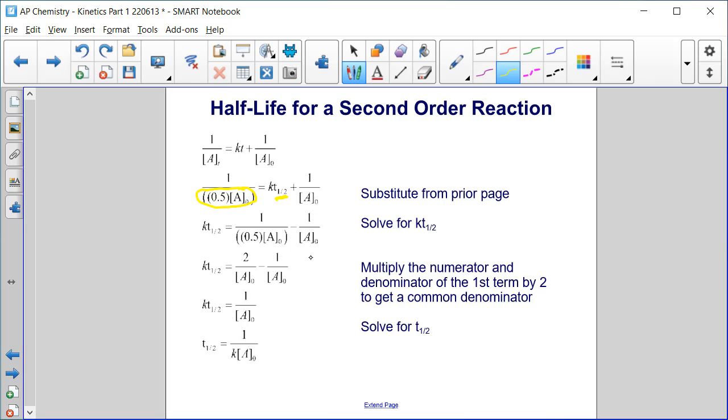Now, having a half in the bottom of the fraction is the same as having a 2 in the top of the fraction. So in other words, multiply the numerator and denominator of the first term by 2 to get a common denominator. So we get 2 over the initial concentration minus 1 over the initial concentration.